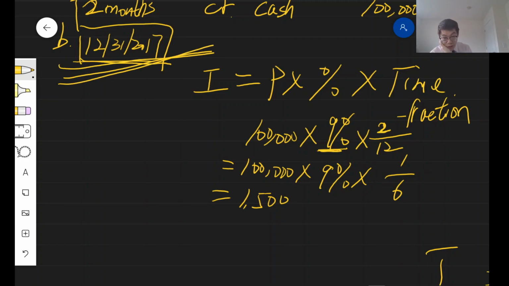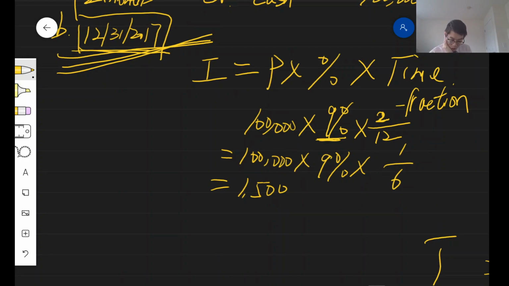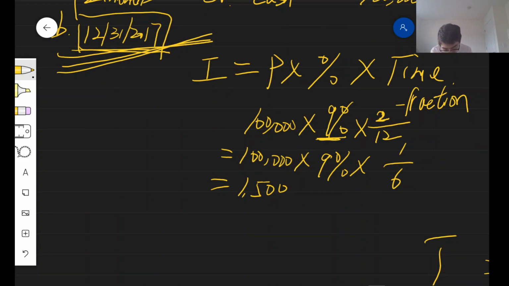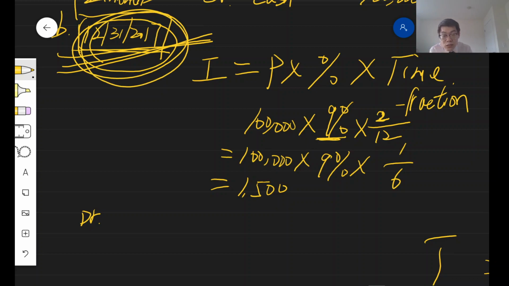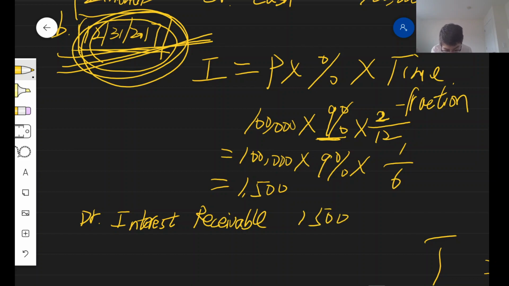So at the end of the fiscal year, we're going to debit. Remember, this is not the date we are going to receive interest, so we don't receive interest on this date. We are going to have something called a receivable. So that will be interest receivable, 1,500. What do we credit?